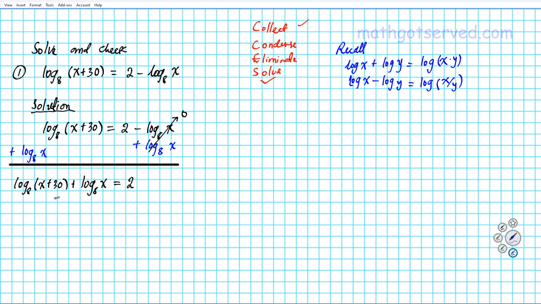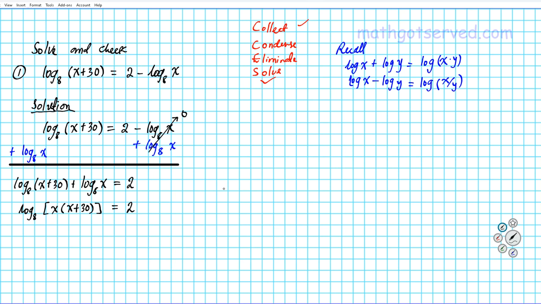So you notice the log arguments on the left side, so x plus 30 and x. We're going to be finding the product of those two terms. All right, so we're going to have log base 8 of x times (x plus 30) is equal to 2.